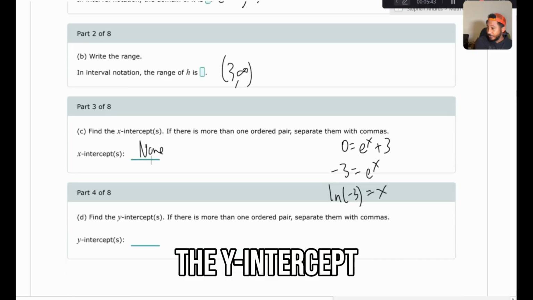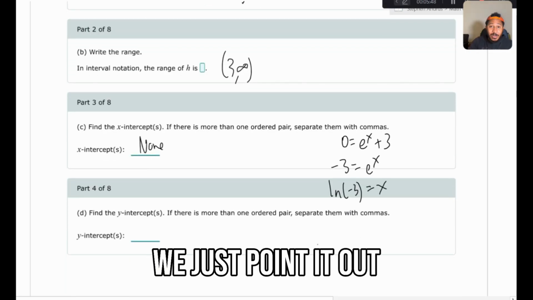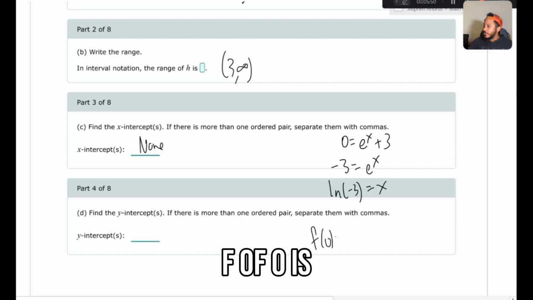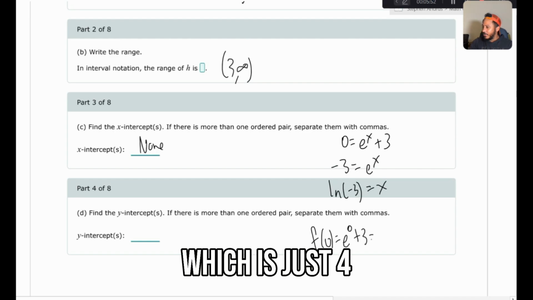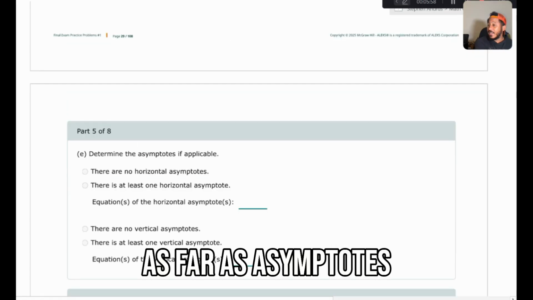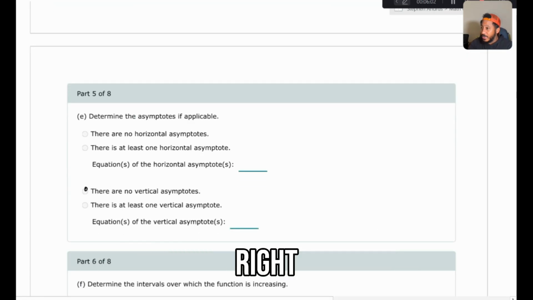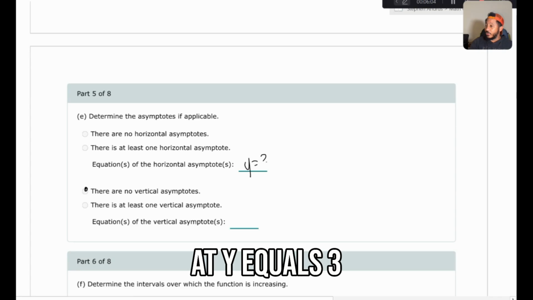The y-intercept, we plug in 0 for x, right? Which I think we just pointed out. F of 0 is e to the 0 plus 3, which is just 4. So 0, 4 is our y-intercept. As far as asymptotes, there are no vertical asymptotes, but there's a horizontal asymptote. We just pointed it out, right? The horizontal asymptote is at y equals 3.